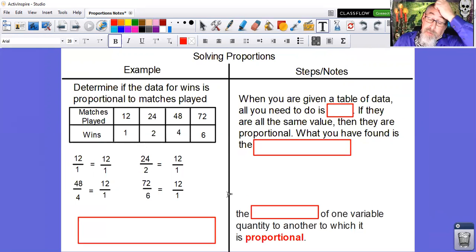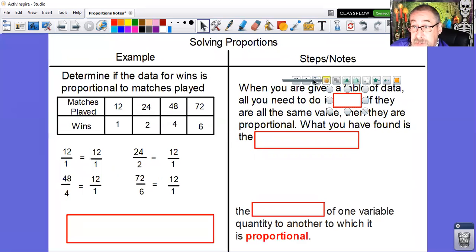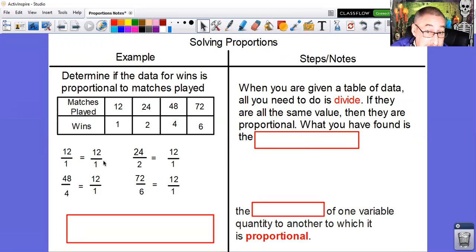If we're given a table and we're asked to determine if the data in the table is proportional. So here, determine if the data for wins is proportional to matches played. In this situation, we're going to get our ratios and simplify them and see if they simplify to the same value. Quite easily, we divide the bottom into the top. So we know that 12 over 1 is as small as that ratio can go. It's a unit rate because it's to the rate of 1 on the bottom.